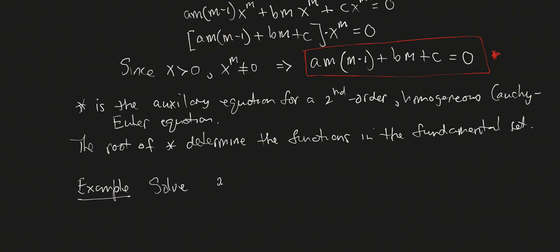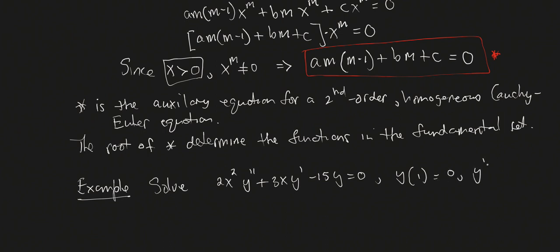So let's solve 2x squared y double prime plus 3x y prime minus 15y is equal to 0. And what happens with these initial value problems, because we're working with this as our interval of existence now, you're not going to see x equals 0 in your initial condition, so you'll see other values. So you'll see something like maybe y of 1 is equal to 0, and y prime of 1, let's say that's 1, all right?